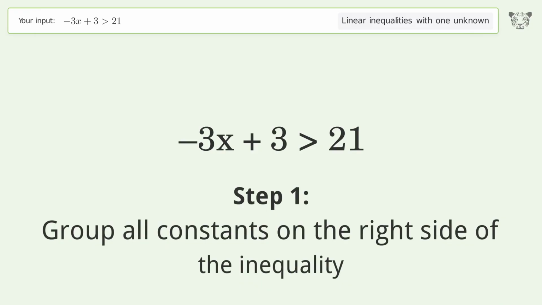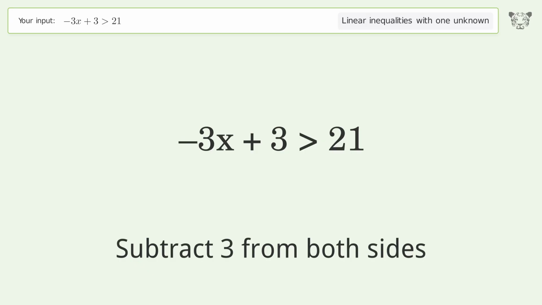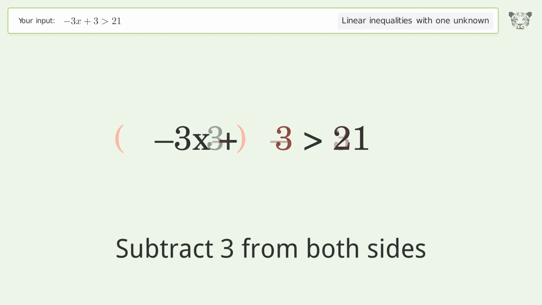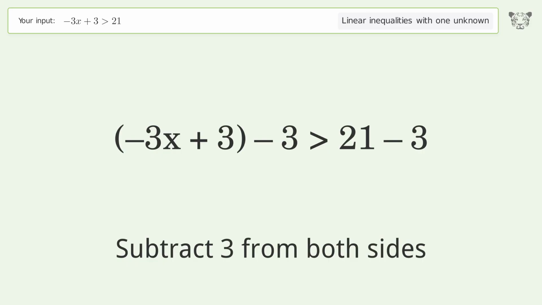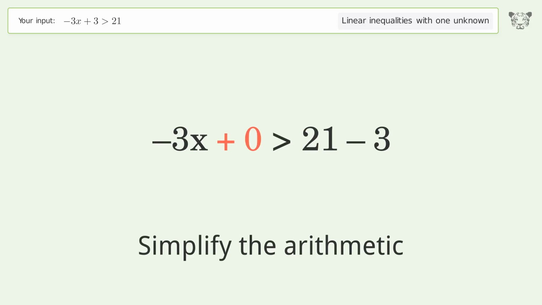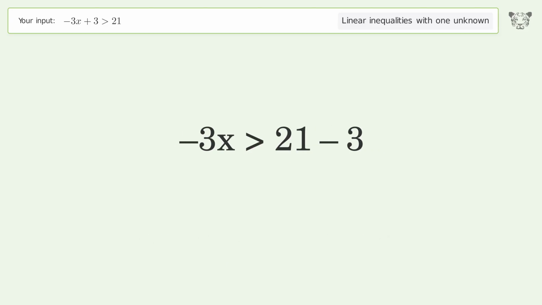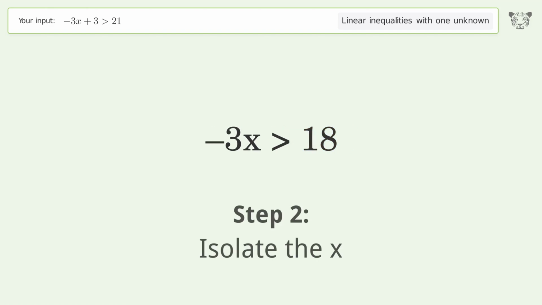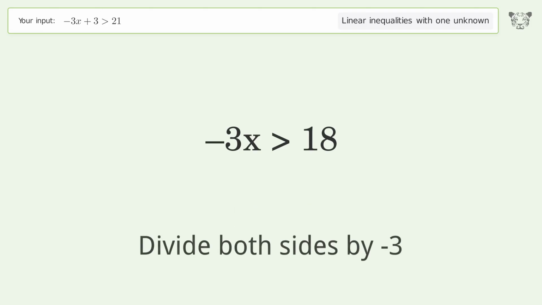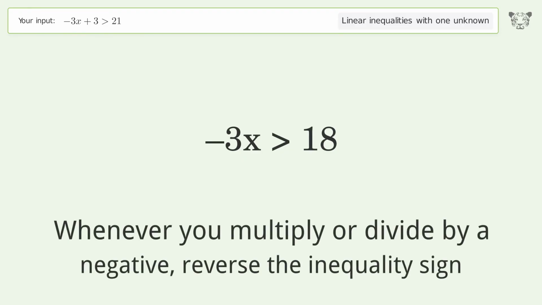Group all constants on the right side of the inequality. Subtract 3 from both sides. Simplify the arithmetic. Isolate the x. Divide both sides by -3. Whenever you multiply or divide by a negative, reverse the inequality sign.